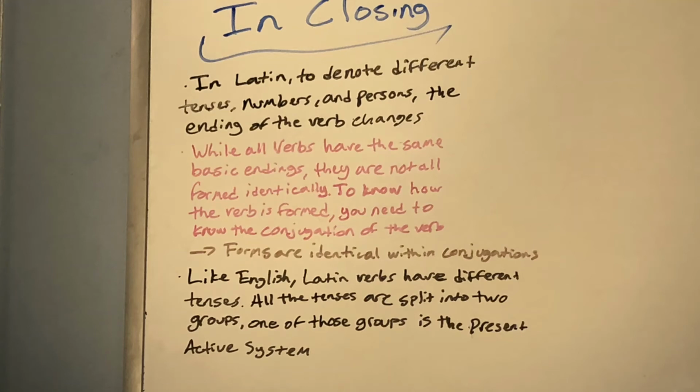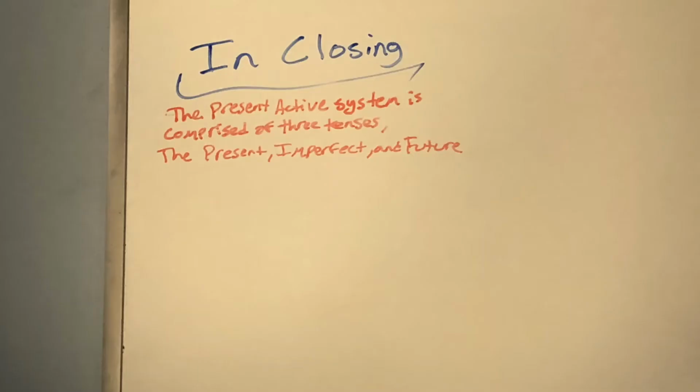Like in English, Latin verbs have different tenses. All of the tenses in Latin are split into two groups, and one of those groups is known as the present active system. The other is the perfect active system. The present active system is comprised of three tenses: the present tense, imperfect tense, and future tense.